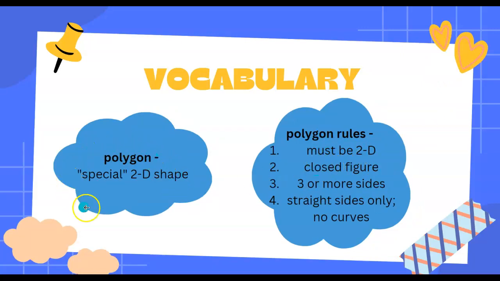A polygon, that's our big focus for this week. It's a special 2-dimensional shape. And then here are those rules. Let's see if you can remember these. Has to be flat, 2-dimensional. Has to be closed. There can't be any open sides. It has to have 3 or more sides. And there can't be any curves. Okay? So I bet you guys are getting really, really good at these this week.